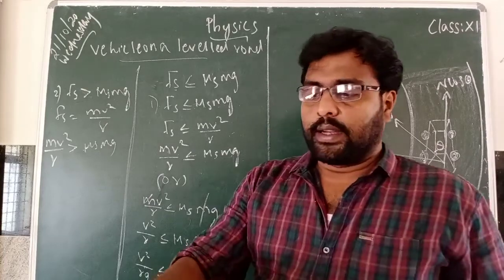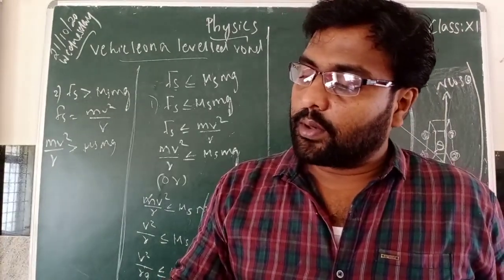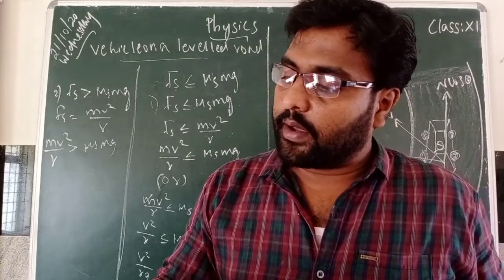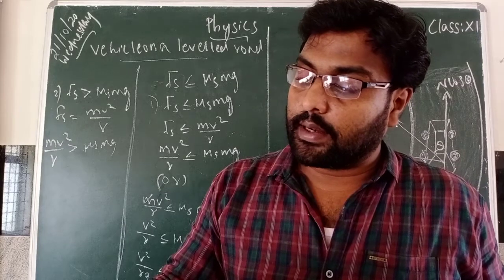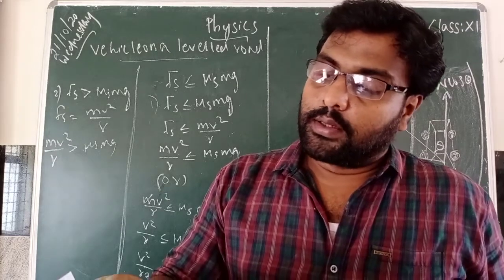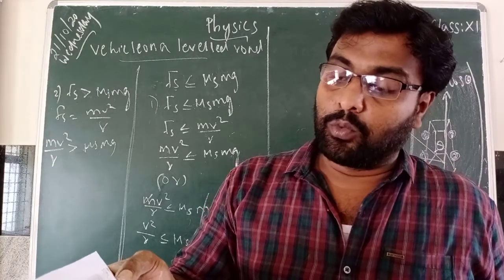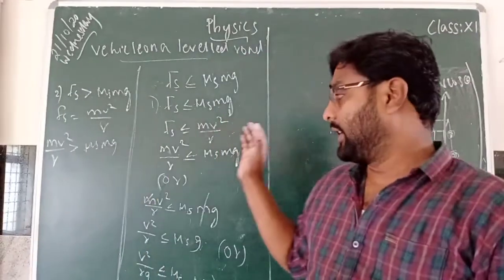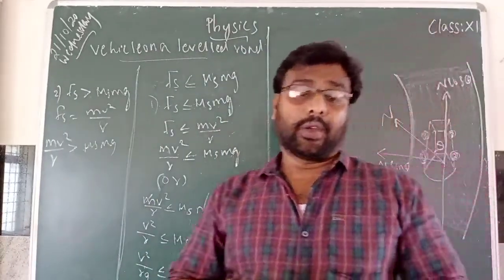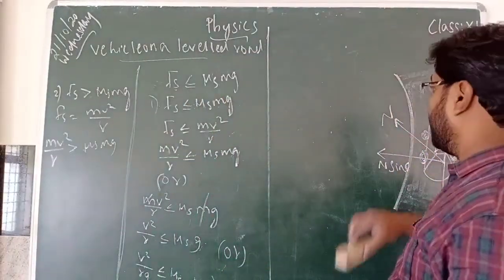So based on this condition, there is an example 3.24. Consider a circular road of radius 10 meter having coefficient of static friction 0.1. Three cars A, B and C are traveling with speeds of 7, 8 and 10 meter per second respectively. Which car will skid when it moves in a circular road? Based on this condition, you can solve that problem. It is one of the important problems.